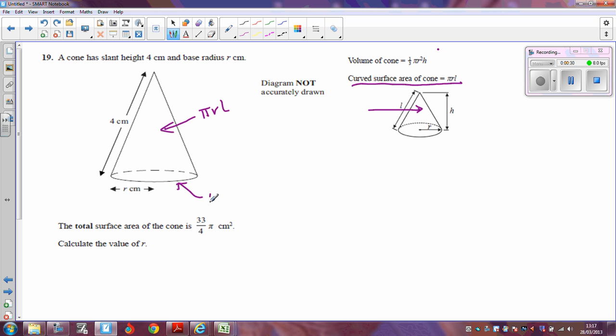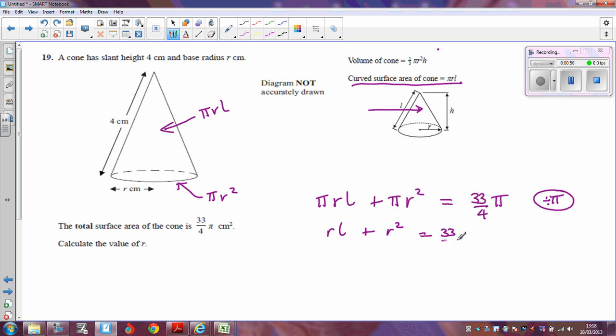So, just to summarize, the curved surface area of the cone is pi r l. The base area of the cone is pi r squared. The total then is pi r l plus pi r squared. That's the total surface area, and in this case, that will equal 33 over 4 pi. Now, before I even put any numbers into this, I can see that I can divide everything by pi, then it's true that r l plus r squared is equal to 33 over 4. And that's starting to look a bit simpler.